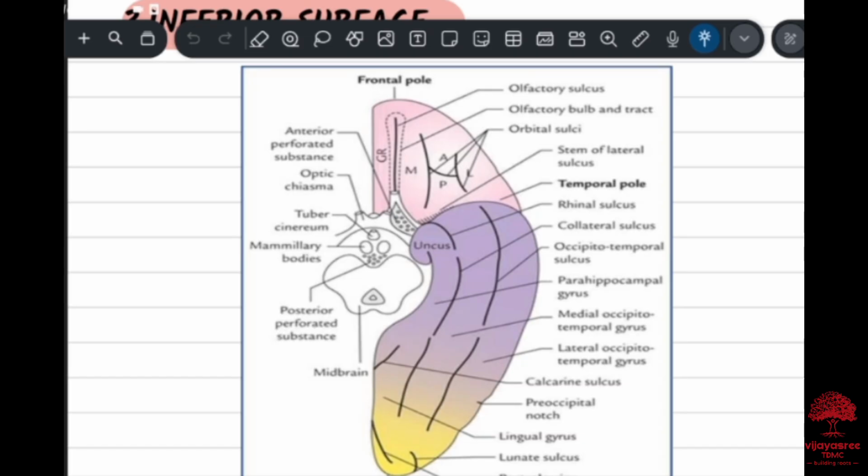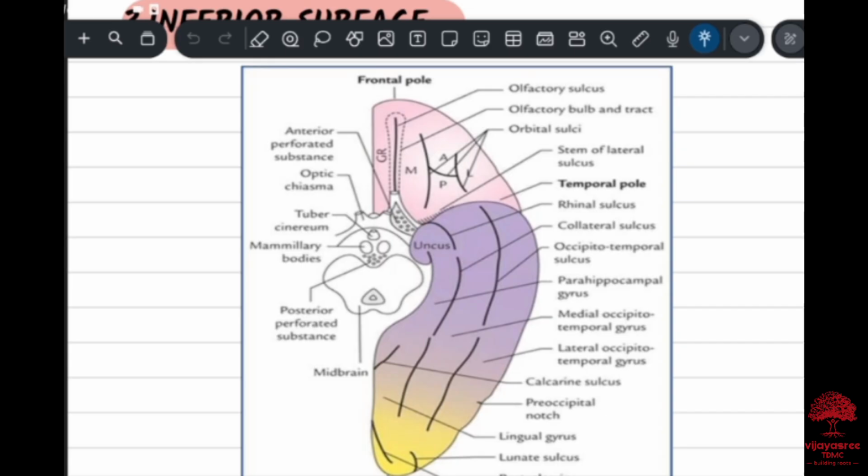Then the functional area here is the prefrontal cortex, which helps in judgment, personality, decision making and social behavior. Then comes the tentorial surface. The tentorial surface forms the rhinal sulcus, which forms a boundary of the uncus, which we mentioned in the medial surface, that is areas number 28 and 34, the primary olfactory cortex.